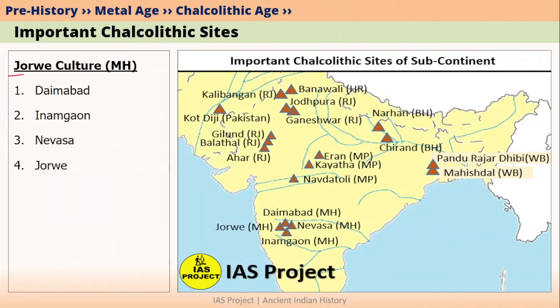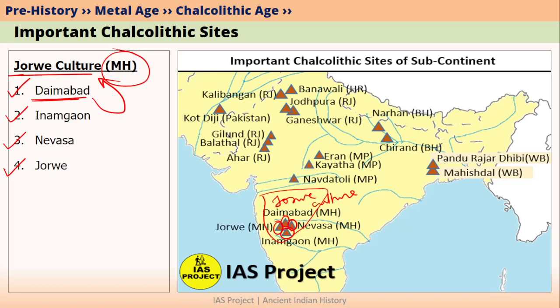Another important culture is Jorve culture, which is mainly located in Maharashtra. Some of the important Chalcolithic sites in Jorve culture are Daimabad, Inamgaon, Nevasa and Jorve. Daimabad was the largest site of Jorve culture. You can see Daimabad over here. Jorve is over here, Nevasa is here and Inamgaon is over here. This area is basically the area of Jorve culture.